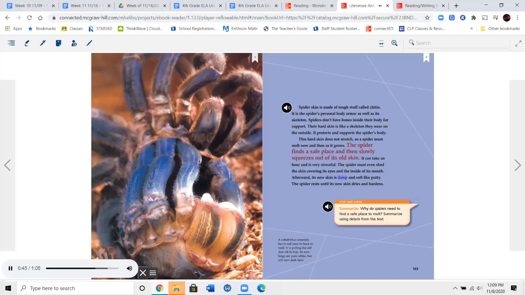Afterward, its new skin is damp and soft like putty. The spider rests until its new skin dries and hardens. A cobalt blue tarantula has to roll onto its back to molt. It is pulling the old skin off its legs. Its new fangs are pure white, but will turn dark later.